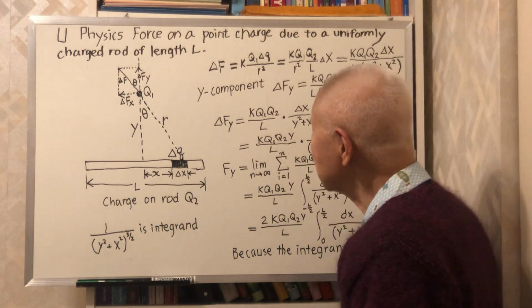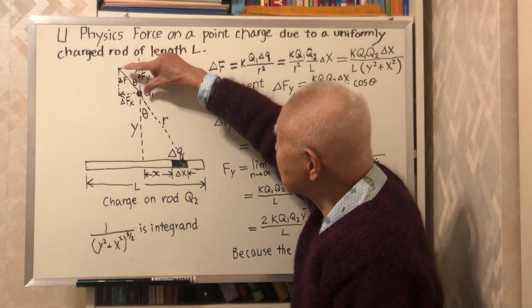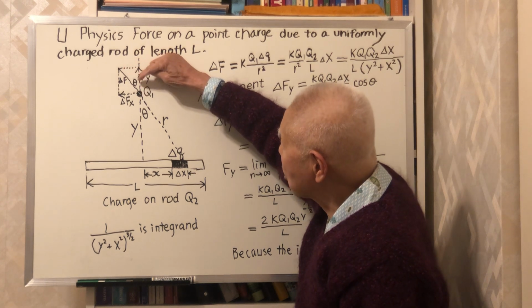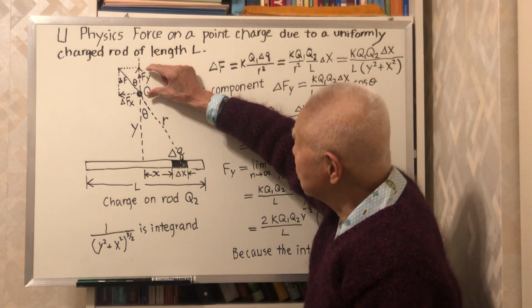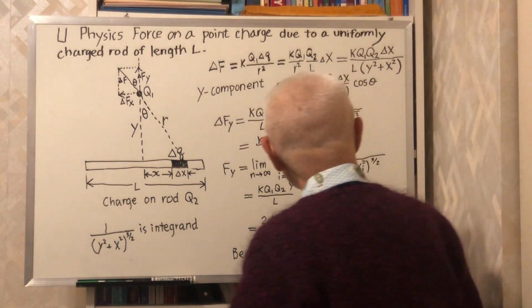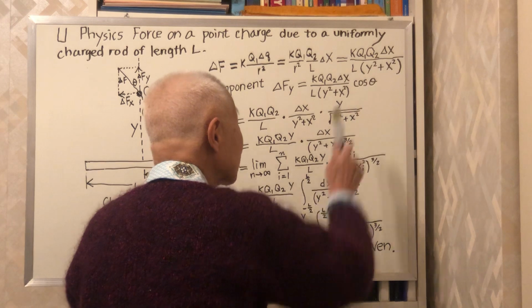Y component is this magnitude times the cosine theta. Then you have delta Fy. So write down the cosine theta here.